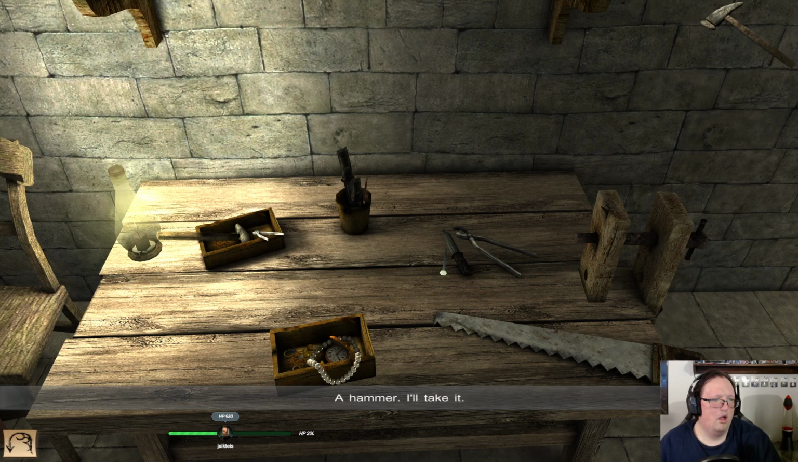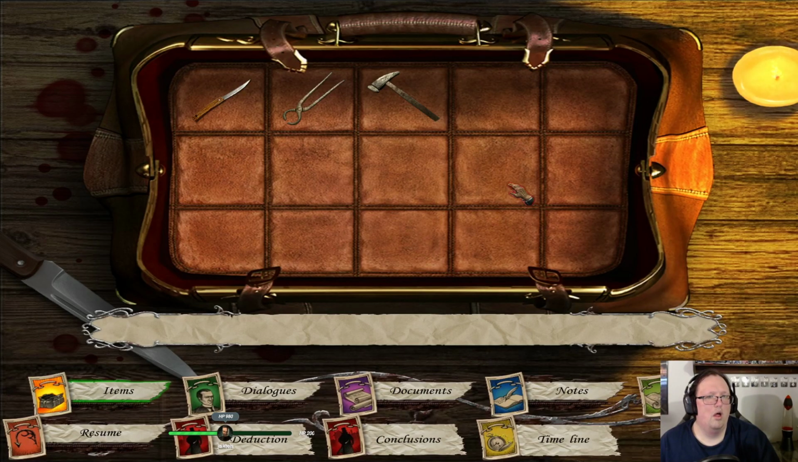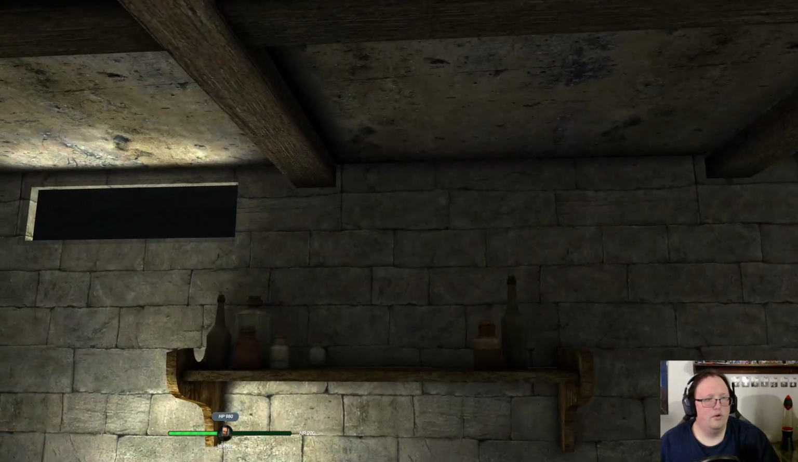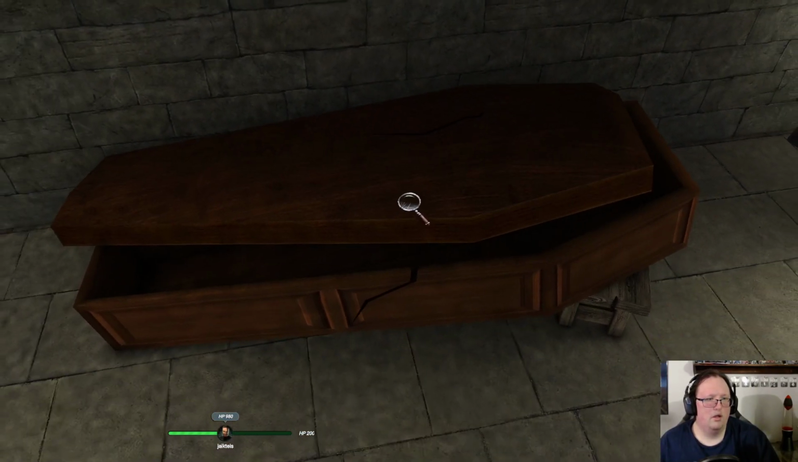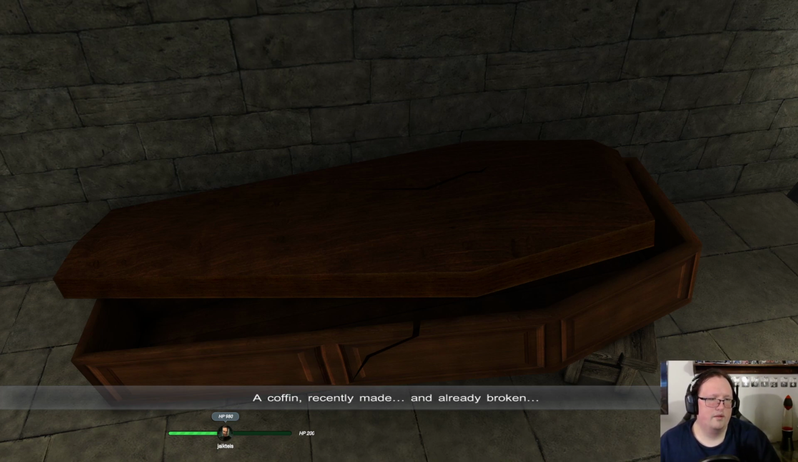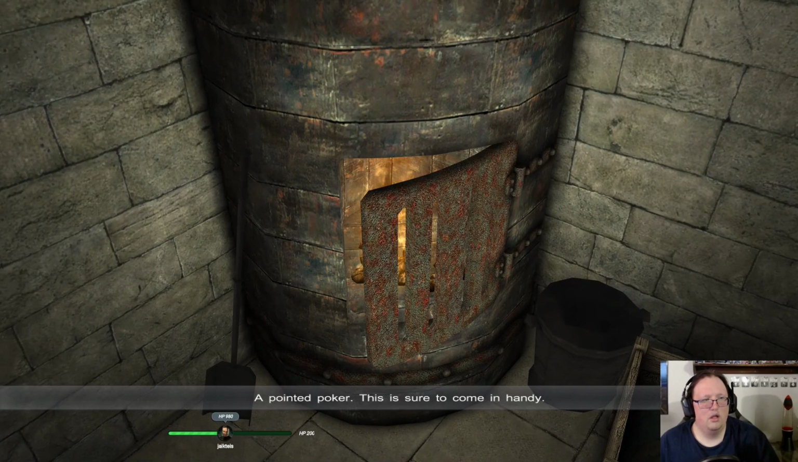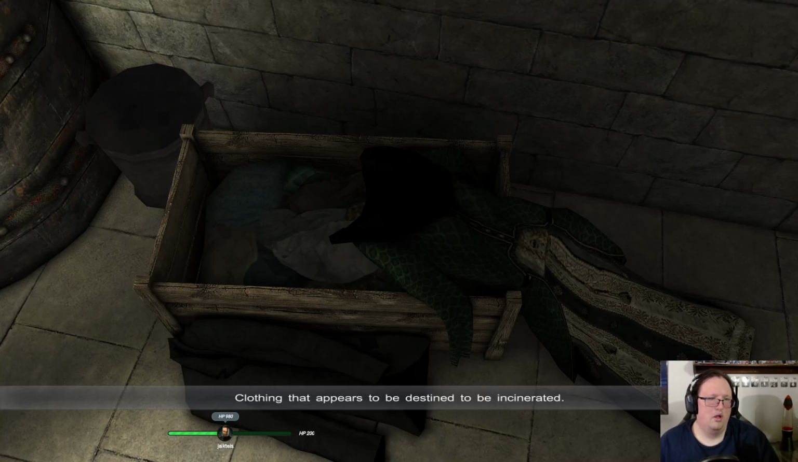Pincers. A hammer. I'll take it. This old box must have held nails a long time ago. Nothing of interest. Alright. So... Oh, I see. A coffin, recently made and already broken. Interesting. A pointed poker. This is sure to come in handy. Why not? Clothing that appears to be destined to be incinerated.